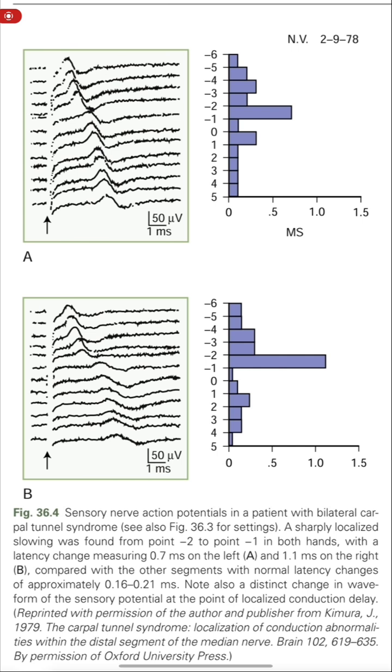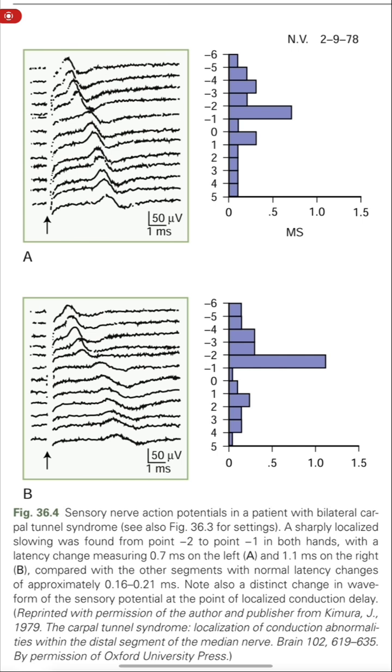So, how do routine NCS and the inching method differ? In routine NCS, we measure the conduction over a very long segment. It helps in detecting generalized or significant abnormalities. Whereas in the inching method, we measure conduction over very short segments, and it helps us in better precise localization of focal lesions.